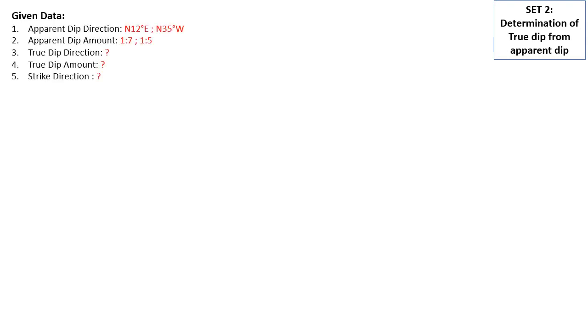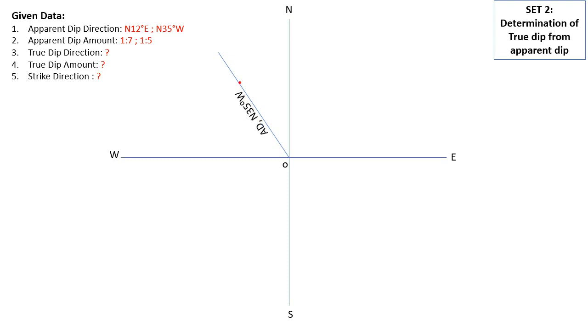We will first draw north, south, east, west lines meeting at point O, exactly perpendicular to each other. Okay, then we'll mark the first apparent dip direction, that is north 12 degrees east, and north 35 degrees west. So both the angles we are going to mark.